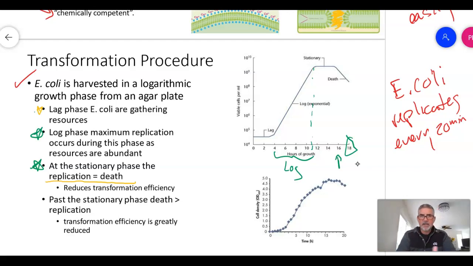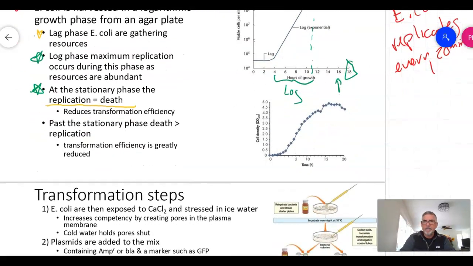At the death phase, I'm past the stationary phase, and death is greater than replication, so my transformation efficiency is much worse, right? Which is a problem when we work in schools, because we'll start our culture, and 24 hours later, we're going to come and do our transformation. Transformation still works, but it would work a whole lot better if we could start it at night and come back the next morning and do it. Right? That would be much better. But we don't really have that option, right?